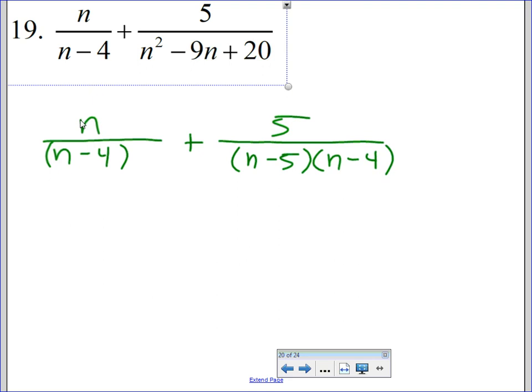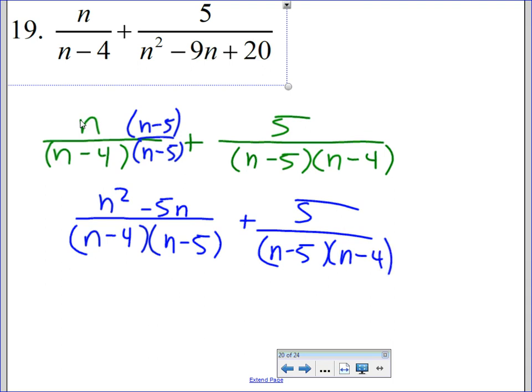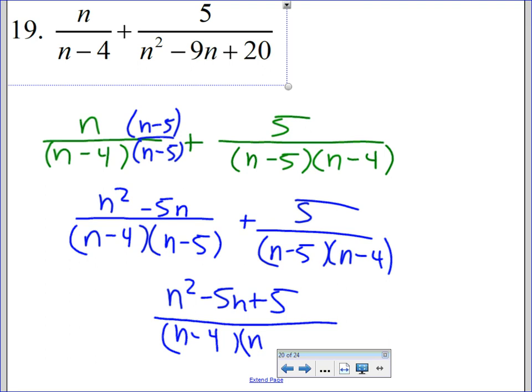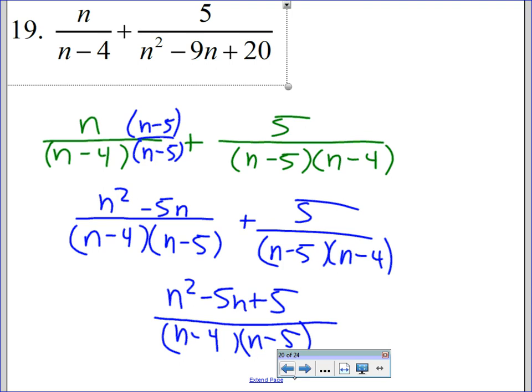So this fraction needs n minus 5 multiplied to it, and that'll give me n squared plus 5n plus 5 over (n minus 5)(n minus 4), or n squared minus 5n plus 5 all over (n minus 4)(n minus 5). Let's let that sit for just a second so we can see the final answer.